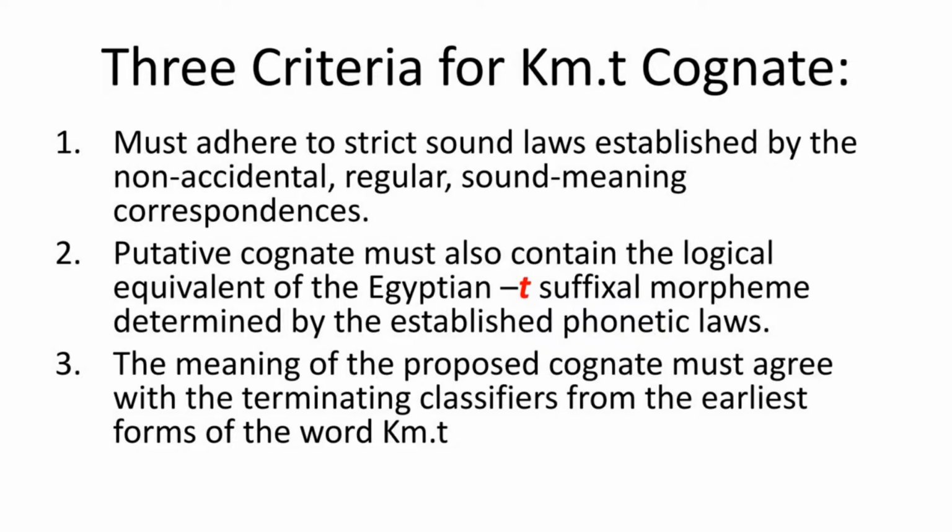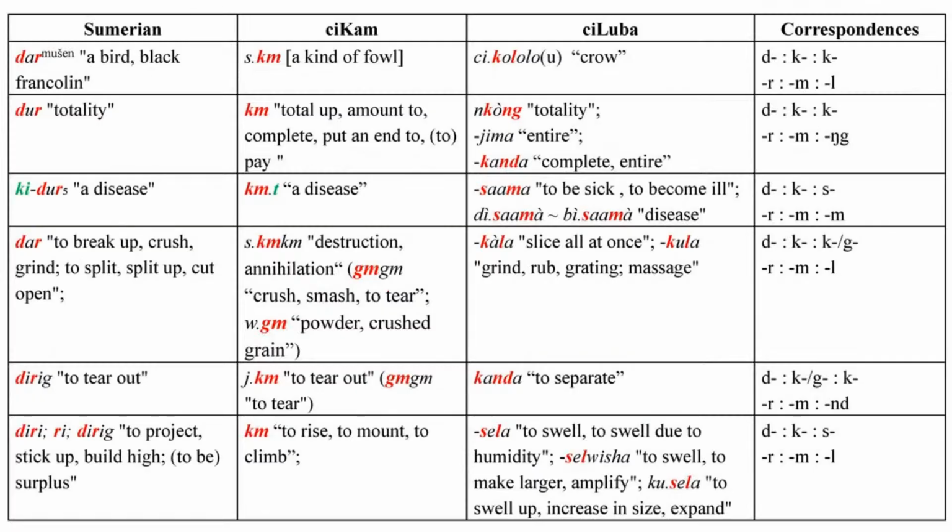And so when all three of these criteria are met, it will be next to impossible to argue against it because of the nature of the rigor involved in establishing the cognate. So here's a quick example. There are a lot of steps that we're going to have to skip for the sake of time, but this is what is in the book.